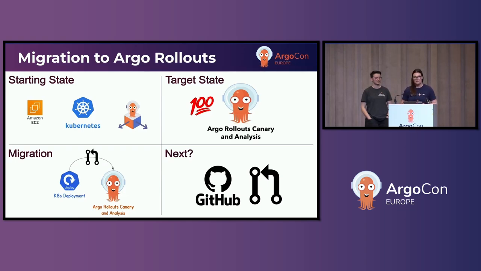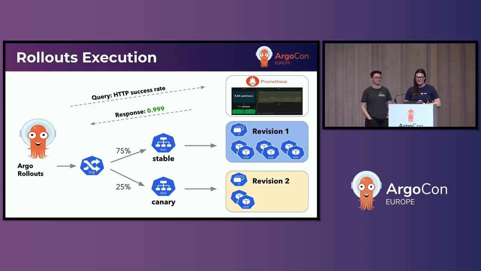Throughout this migration, we came across an interesting edge case, and I wanted to share that with you guys today. If you look at this diagram I have on screen, this is what a normal first step in a Canary deployment looks like. Traffic is being routed to the Canary. In this case, my first step in the Canary deployment sends 25% of my traffic to the Canary.